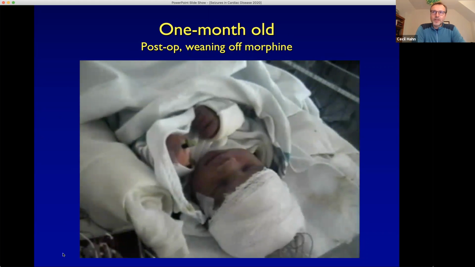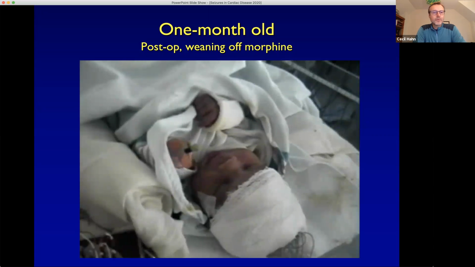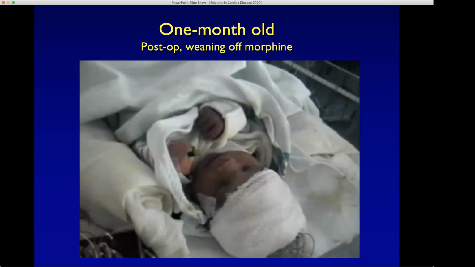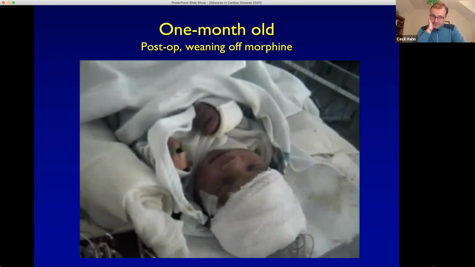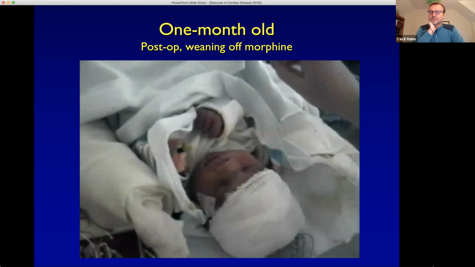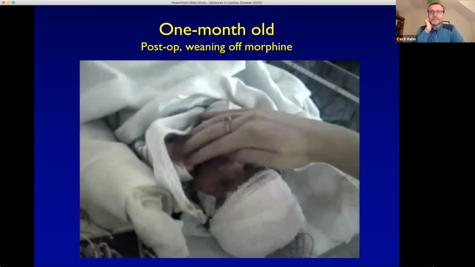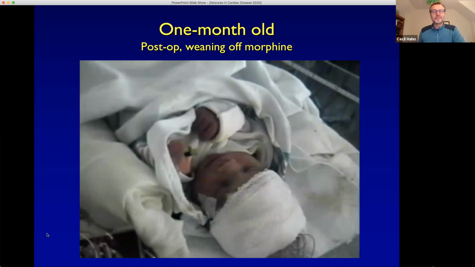One-month-old baby in your ICU, post-op, weaning off of morphine. I'd be interested if anyone is bold enough to tell me what they think this is and how they would describe this movement. It's not a trick question. Maybe something you've seen before. Any takers?